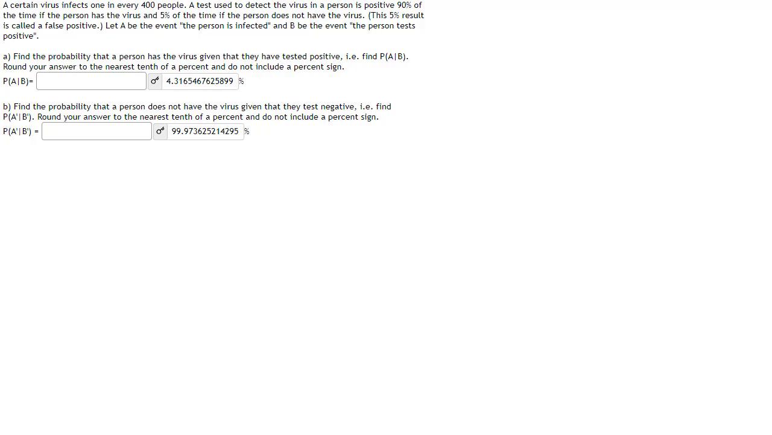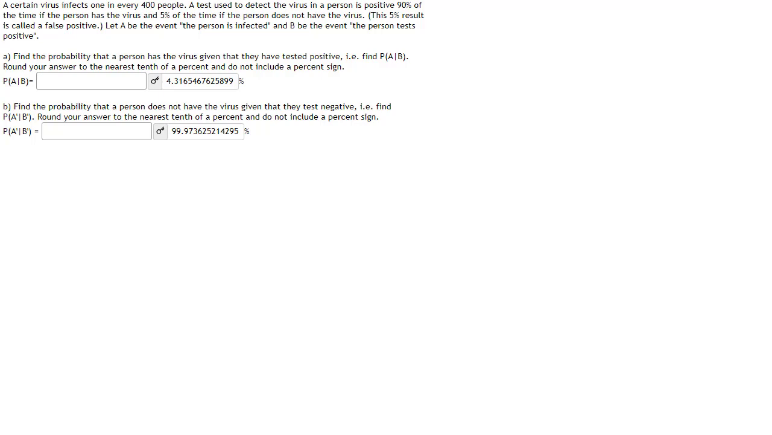It's used to detect the virus and it is positive 90% of the time if the person has the virus, right? So if they have it, 90% of the time the test says they have it, and 5% of the time if the person does not have it. So it basically says they have it 5% of the time when they don't. And that's why this 5% is called a false positive.